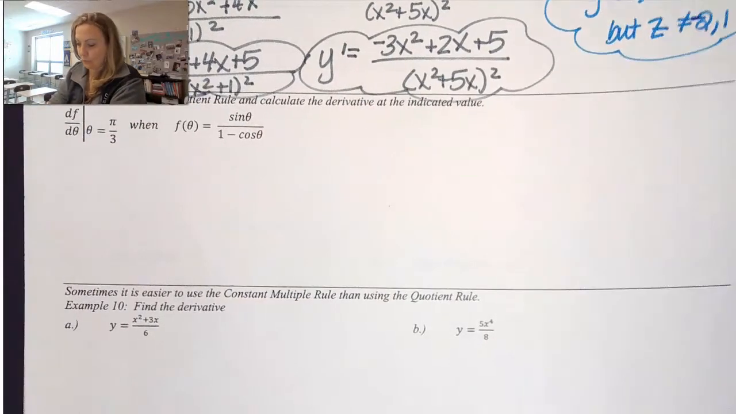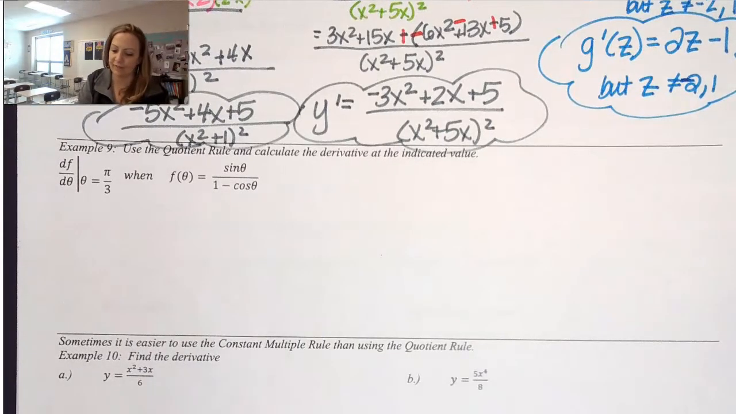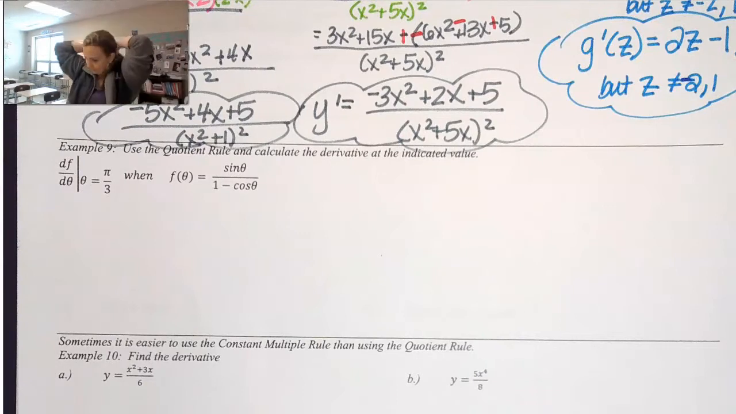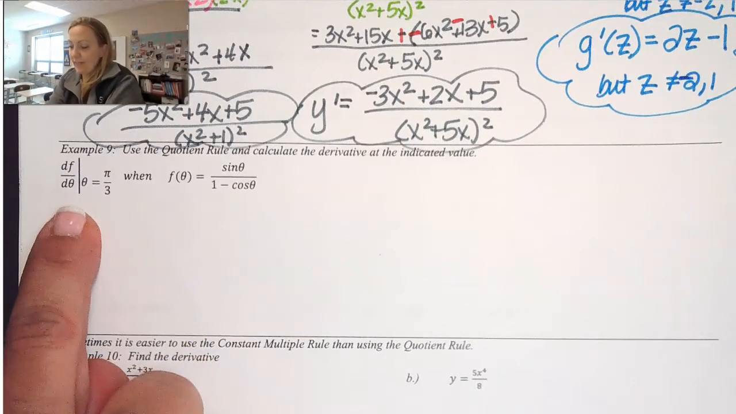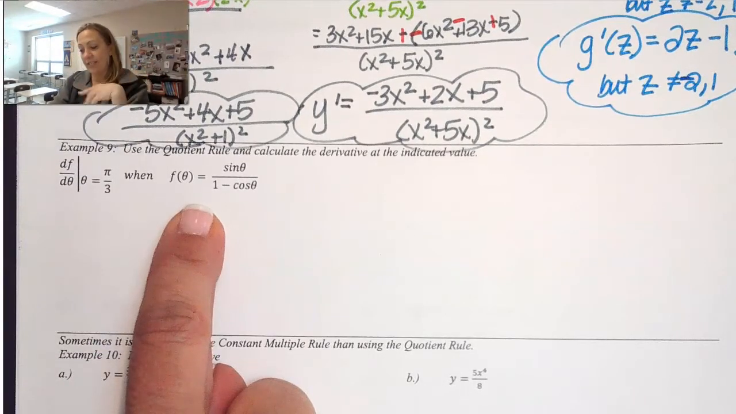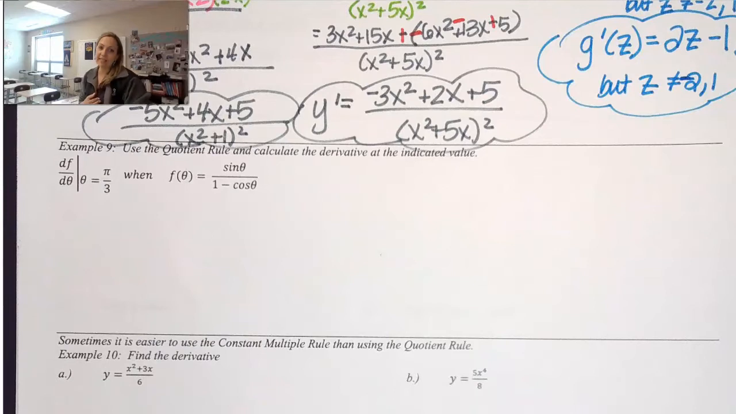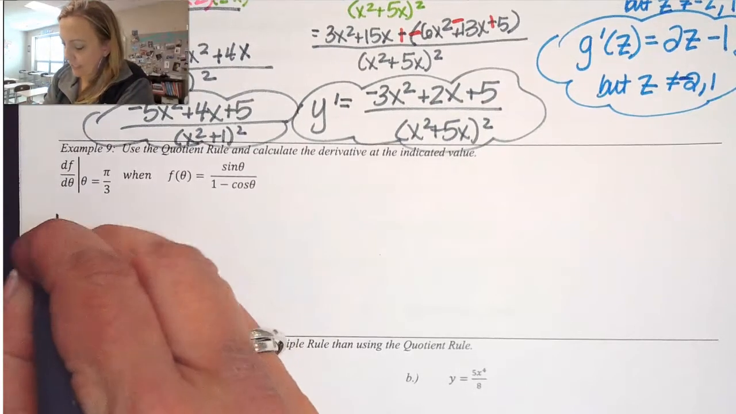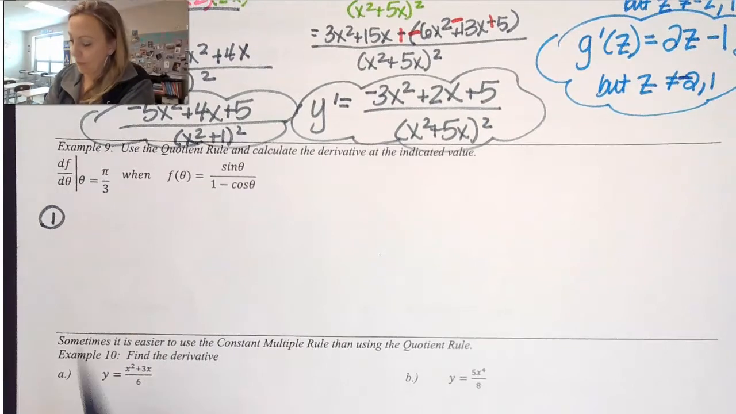Use the quotient rule and then calculate the derivative at the indicated value. So it wants us to find df d theta when theta is pi thirds, but they don't tell us df d theta, they just tell us f of theta. So we're going to have to take the derivative. So we have that f of theta is the sine of theta over 1 minus the cosine of theta. So let's try to apply our quotient rule. So the first thing is to find f prime of theta.